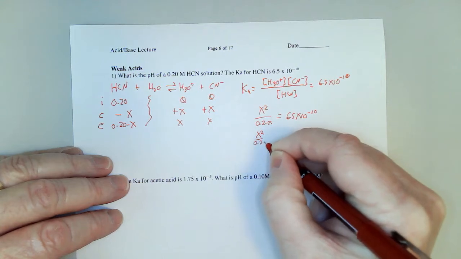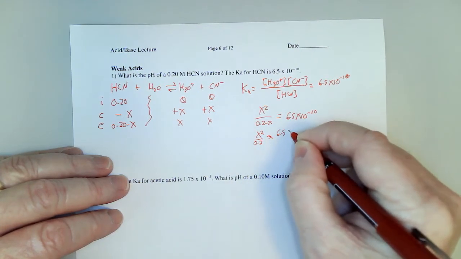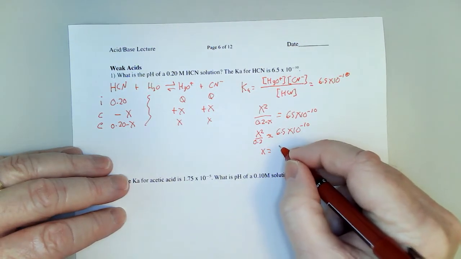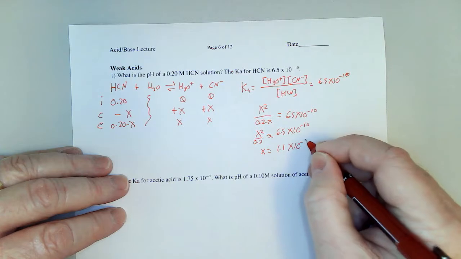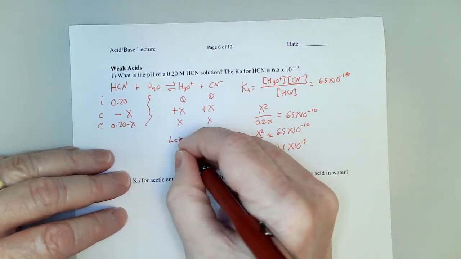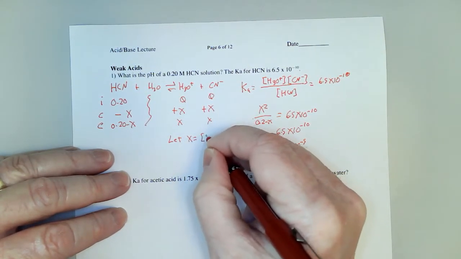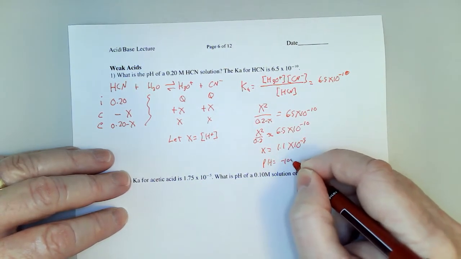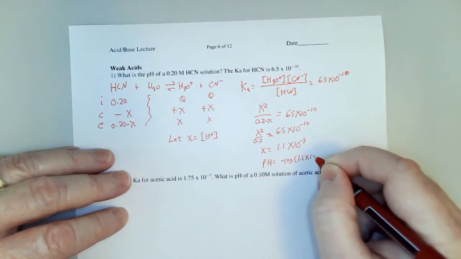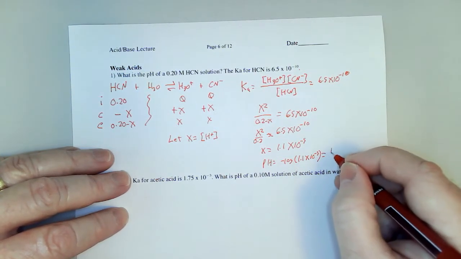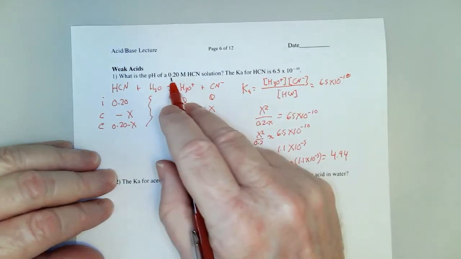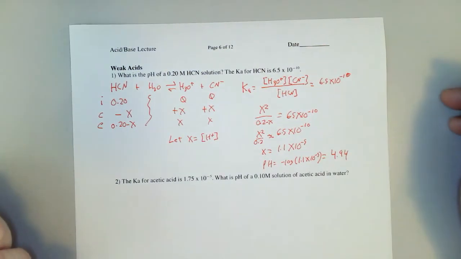X squared over 0.2 is about equal to 6.5 times 10 to the negative 10th, so x is equal to about 1.1 times 10 to the negative 5th. We're going to let x equal the concentration of H plus. Therefore, the pH is the negative log of 1.1 times 10 to the negative 5th. That comes out to be 4.94. Now, 2 sig figs based on this having 2 sig figs and 0.20 having 2 sig figs.